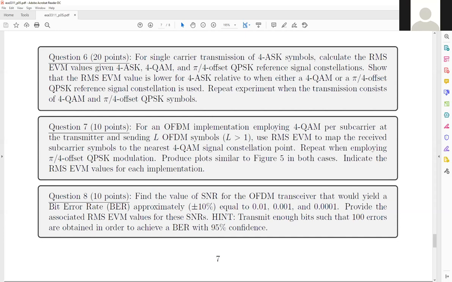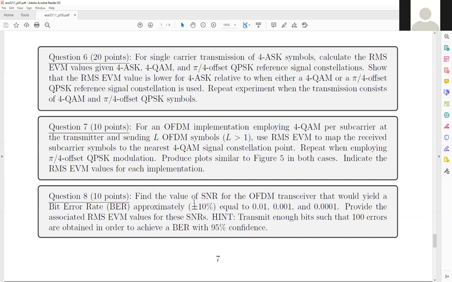And then with OFDM, I want you to do the same thing, decoding using EVM, and then explore. I want you to play around with signal to noise ratio. I want you specifically to find out what the signal to noise ratio should be for an OFDM.